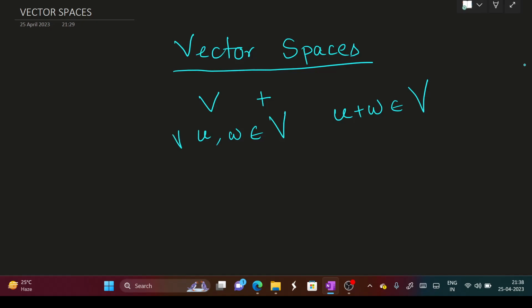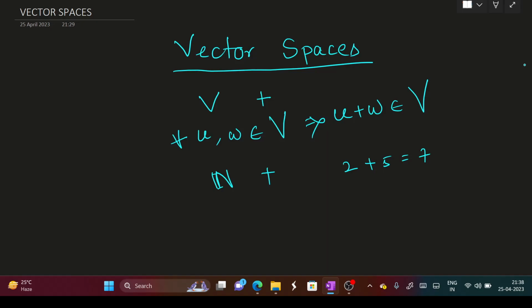If this is true for all the elements of V, then we say that this operation plus is well defined in V. For example, in the set of natural numbers, the addition operation is well defined. You add any two natural numbers, again the resultant is a natural number.